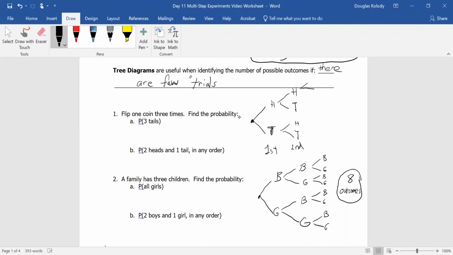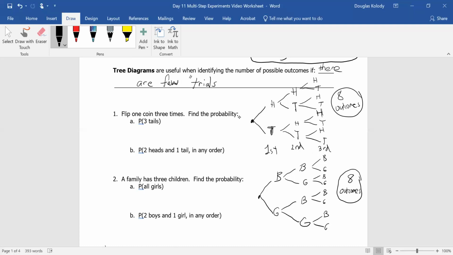I could go heads, tails, heads, tails, and so on for each branch. To find the total number of outcomes, oh, by the way, this third column represents the third coin toss. To find the total number of outcomes, just count down the last column. There are 2, 4, 6, 8 total outcomes when flipping a coin 3 times. What a tree diagram does is it helps you see all the possibilities without having to do any math.